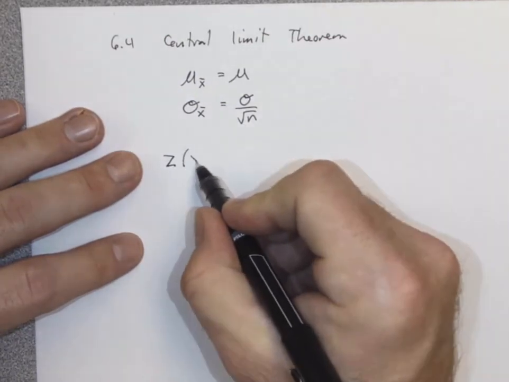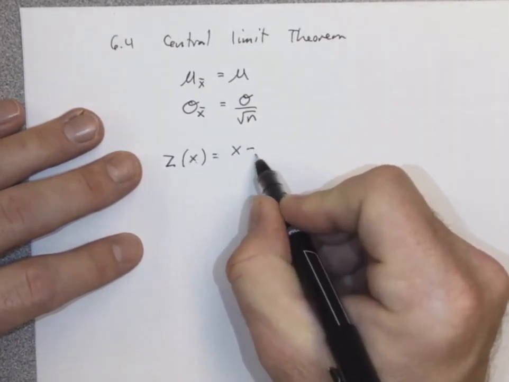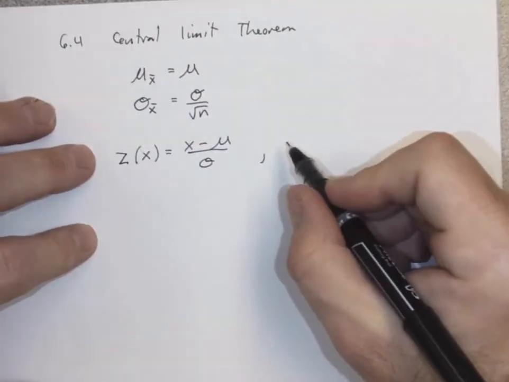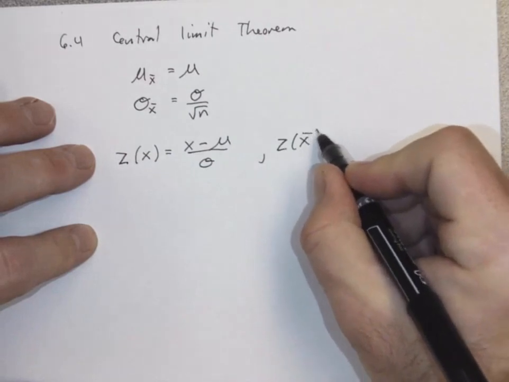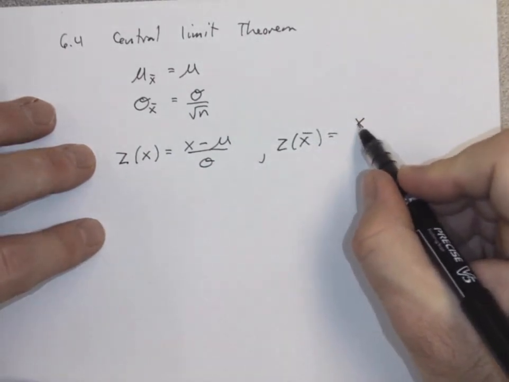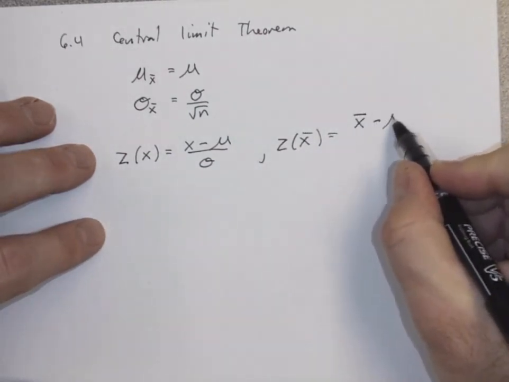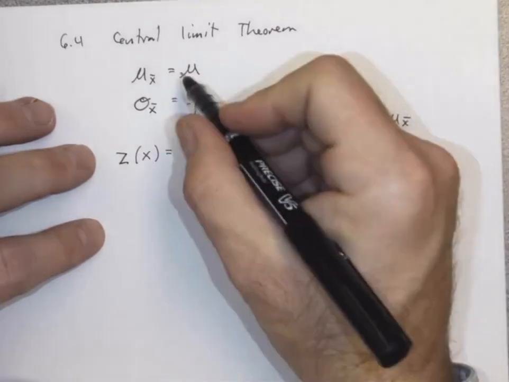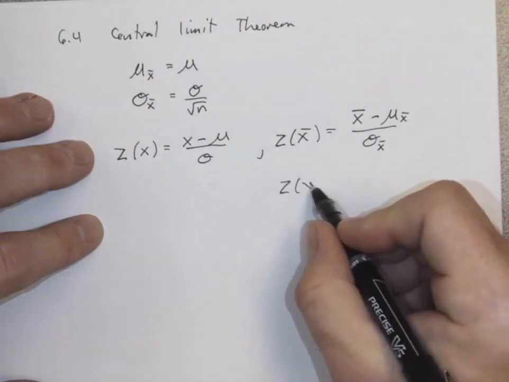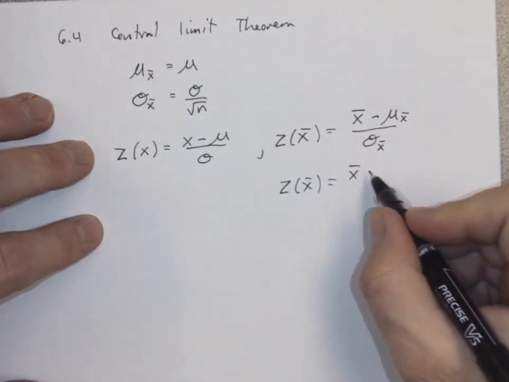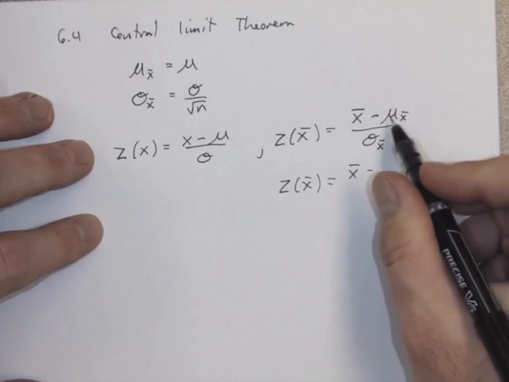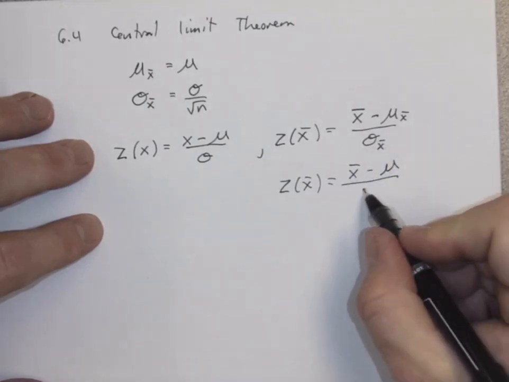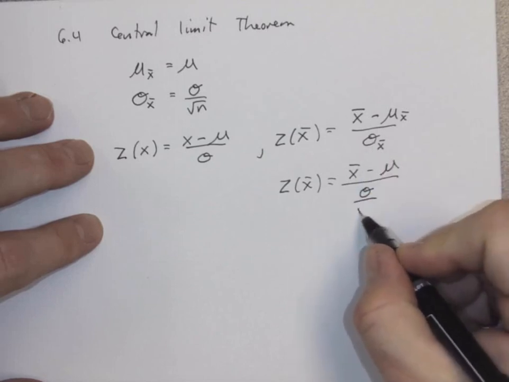Now we know the z-score for an individual x is equal to x minus mu all over sigma. But if I want to find, say, the z-score for x bar, so the z-score for these means, it's going to be your x bar value minus the mean of those, divided by the standard deviation of those, and each one of these is calculated here. So the mean of the sample means is equal to the mean of the population, and the standard deviation of the sample means is equal to the standard deviation divided by the square root of n.